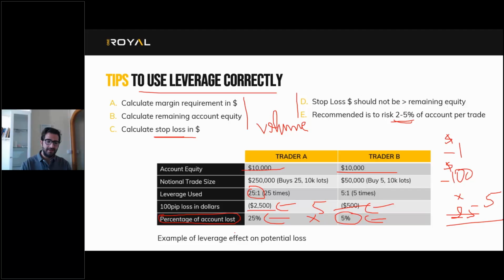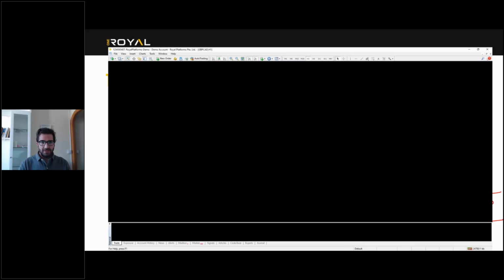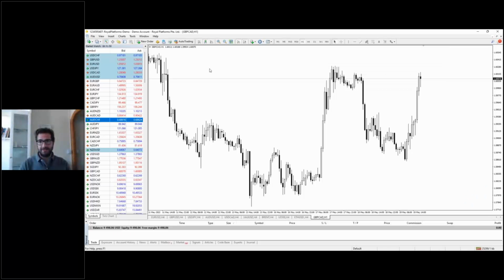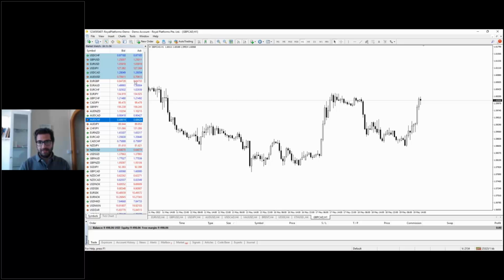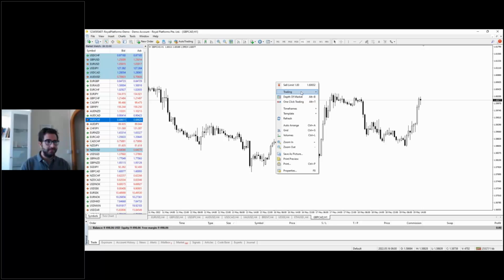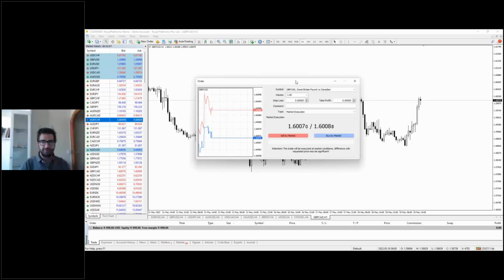Okay, so this is an example of how leverage can affect your losses as well. Please try to use leverage correctly by using the position size calculator. Now we will go to MT4 to talk a little bit about leverage. Here we have GBP CAD. If we need to open a trade, I will give you an example of margin required and leverage in this MetaTrader 4 platform, so you understand what we're doing.